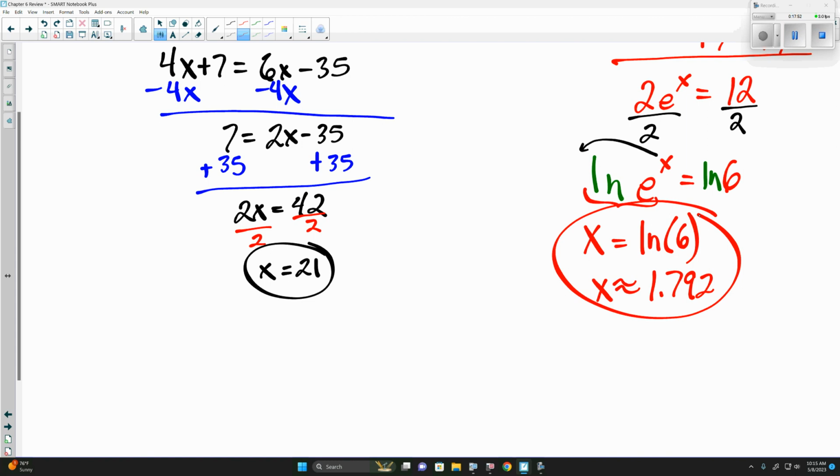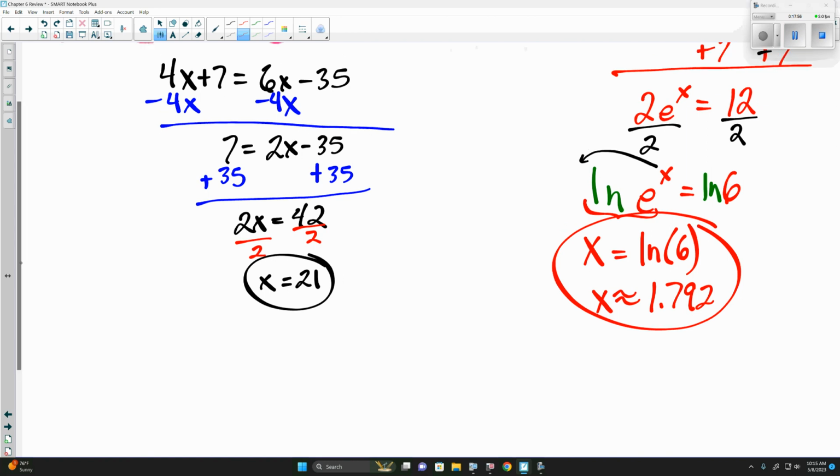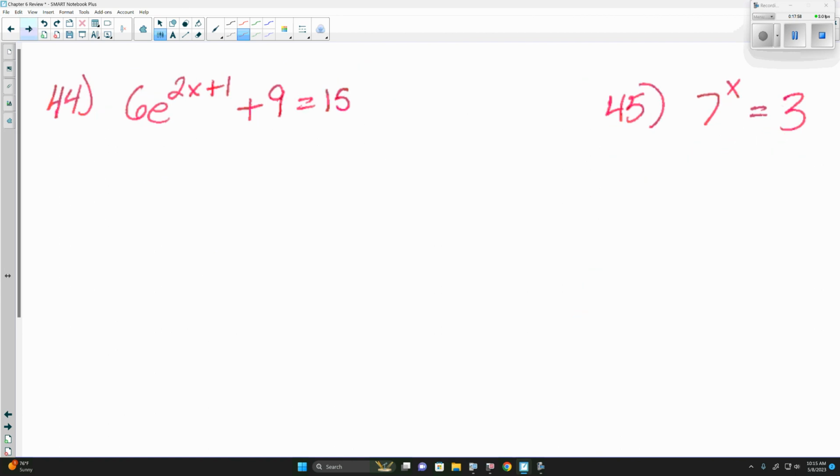Any questions on either one of these here? Questions on 44 or 45? Because 43 and 44 are essentially the same problem. Get e by itself, apply the natural log, and then solve for the value of x. Questions on 45?